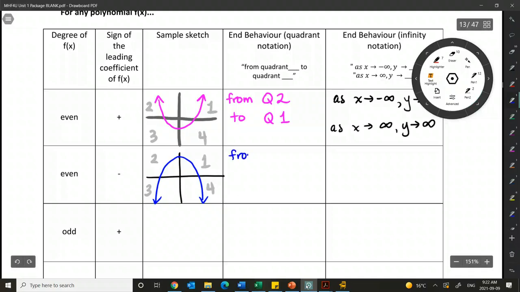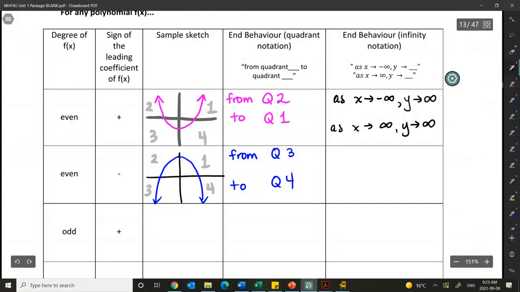Yep, so from quadrant 3 to quadrant 4, always, for all even and negative leading coefficients. Okay, so for end behavior, I'm just always going to write these. Whenever I do end behavior, just start with this, because you're always going to have that piece.